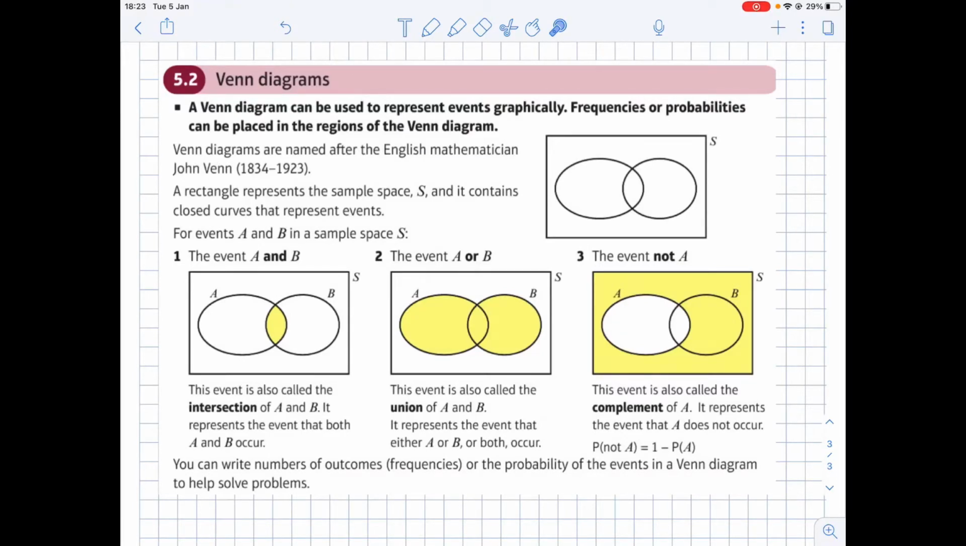Probability, Chapter 5, Venn diagrams. A Venn diagram can be used to represent events graphically. Frequencies or probabilities can be placed in the regions of the Venn diagram.